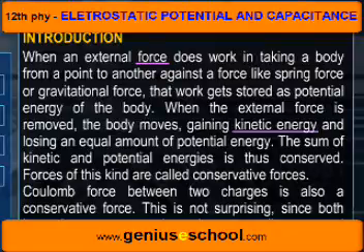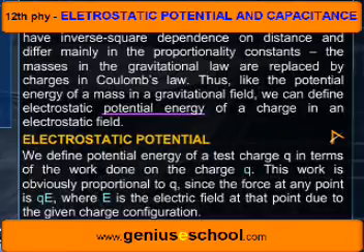Coulomb force between two charges is also a conservative force. This is not surprising, since both have inverse square dependence on distance and differ mainly in the proportionality constants. The masses in the gravitational law are replaced by charges in Coulomb's law. Thus, like the potential energy of a mass in a gravitational field, we can define electrostatic potential energy of a charge in an electrostatic field.